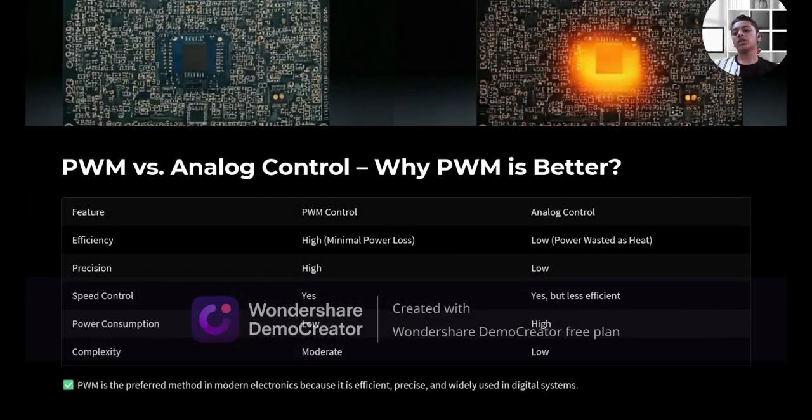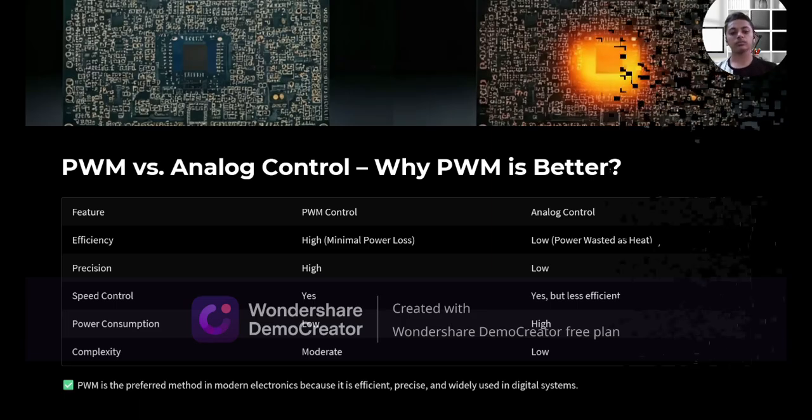Now we see the comparison between PWM and analog control. Why is PWM better? Here you can see the comparison between the PWM controller and the analog controller on features: efficiency, precision, speed control, power consumption, and complexity. PWM is the preferred method in modern electronics because it is efficient, precise, and widely used in digital systems.